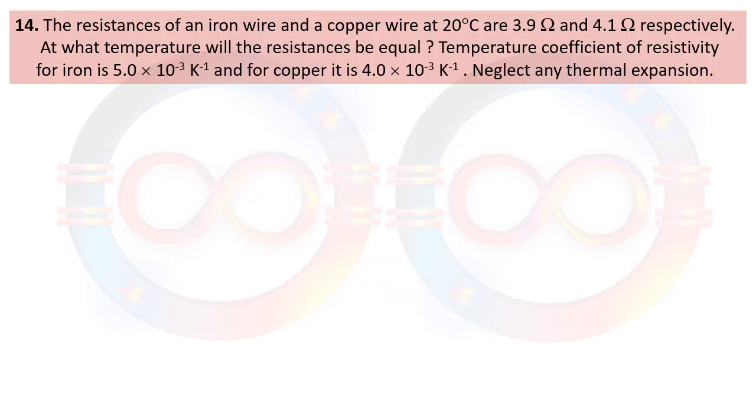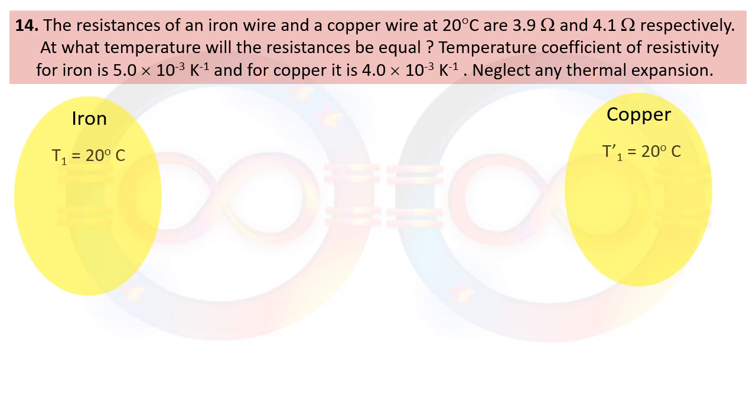In this question, it is said the resistances of an iron wire and a copper wire at 20 degrees Celsius are 3.9 ohm and 4.1 ohm respectively. At what temperature will the resistances be equal? Temperature coefficient of resistivity of iron is given and copper is given. So what all things are given? Let us see in two parallel manner. That is iron, the temperature first. For copper, temperature first is given 20 degrees Celsius, and then initial resistances are 3.9, 4.1.